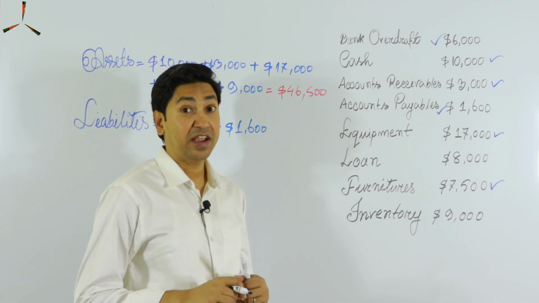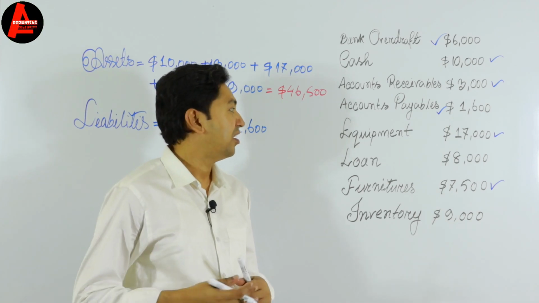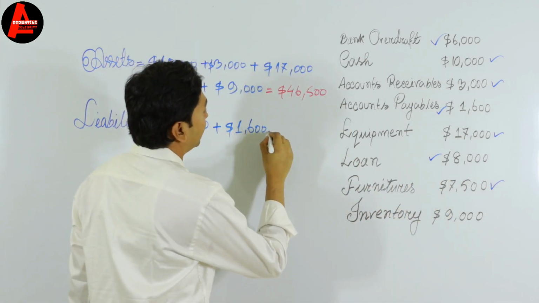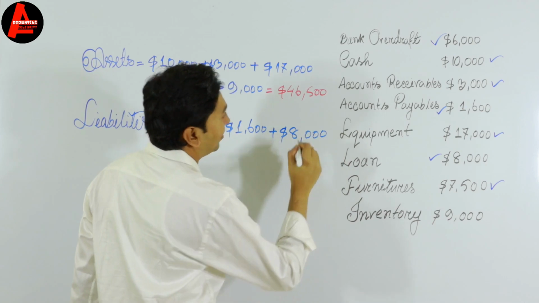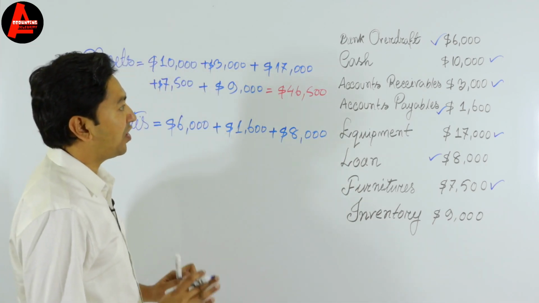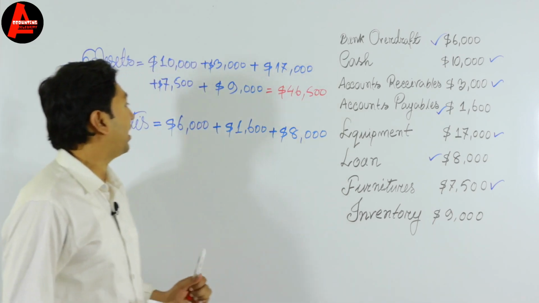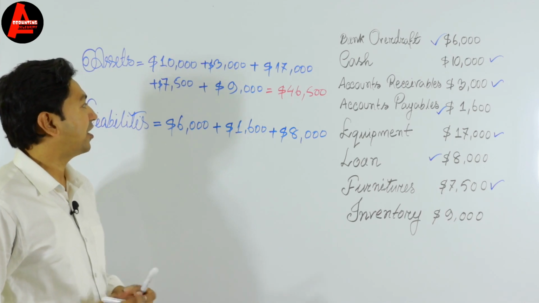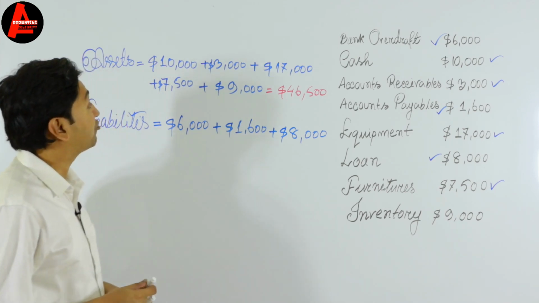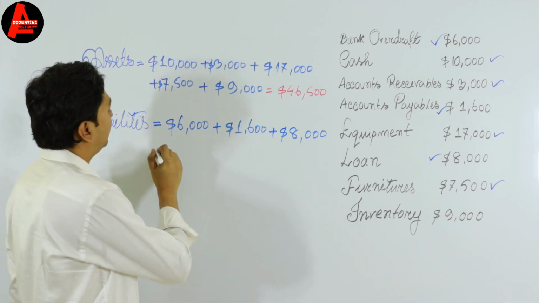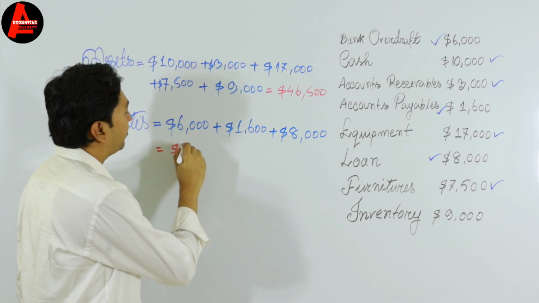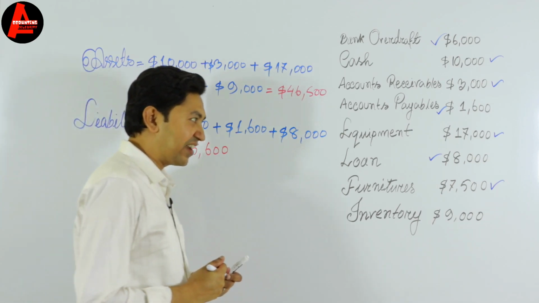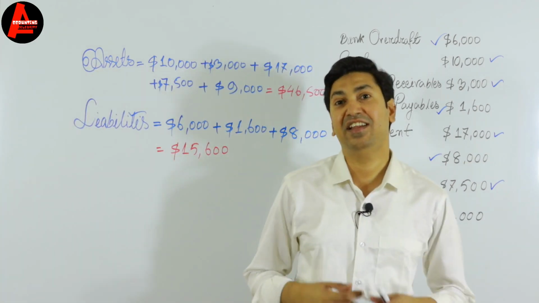If it is taken for more than 1 year. Okay, great. So here loan will be $8,000. So let us write here plus $8,000. Okay, so that's all we have, no more liabilities. So we had here 2 current liabilities and 1 non-current liability. Now if we add these 3 amounts, what we have? We have here $15,600. So we calculated our assets and liabilities.